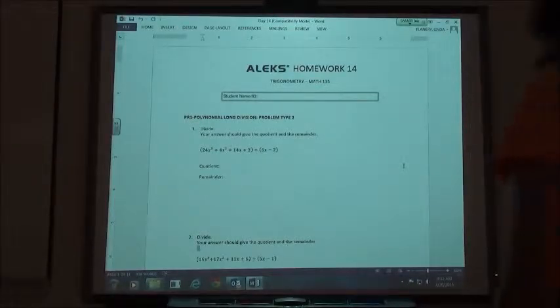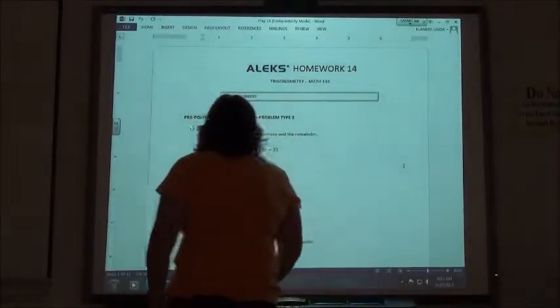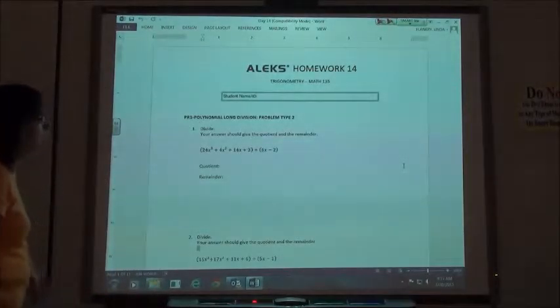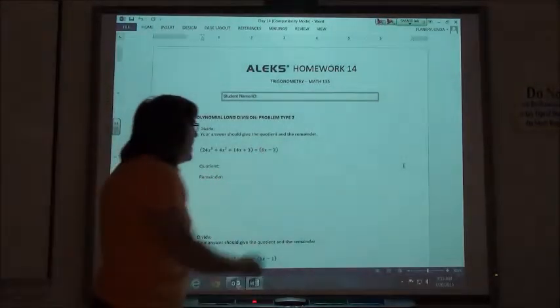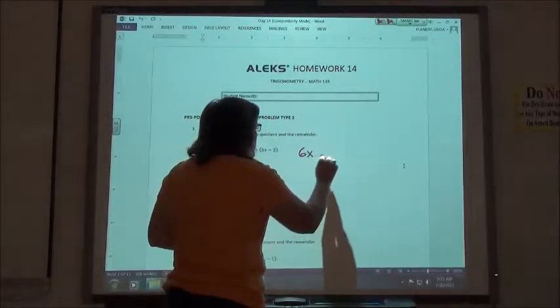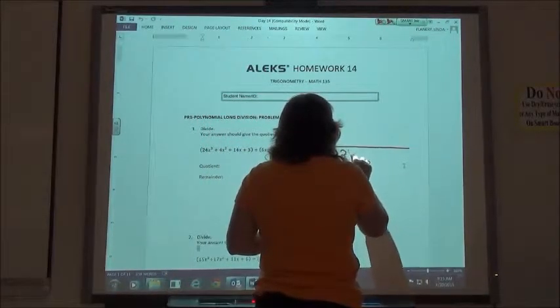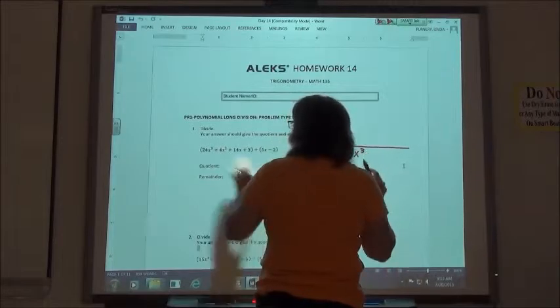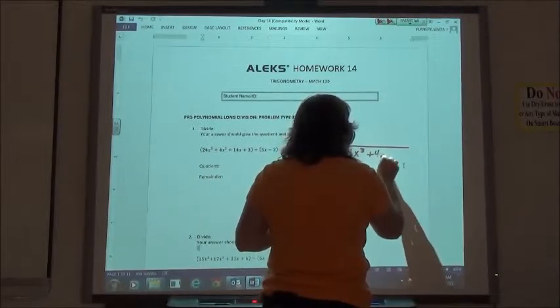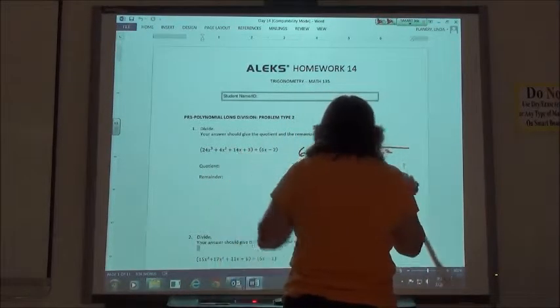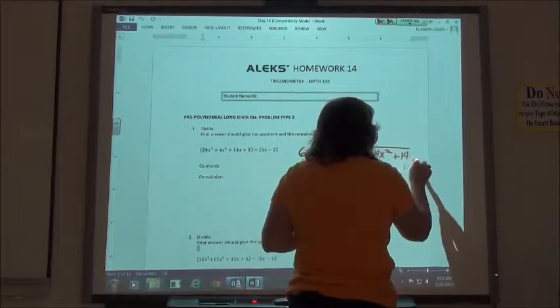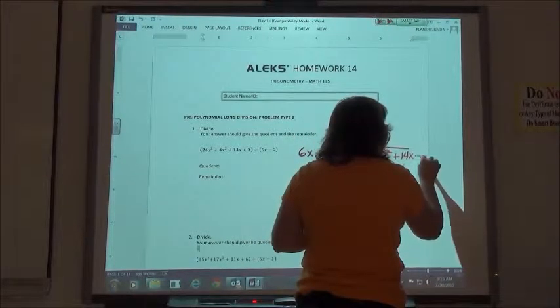Right, trig homework 14 starts off with some polynomial long division. We are going to divide 6x minus 2 into 24x to the third plus 4x squared plus 14x plus 3.